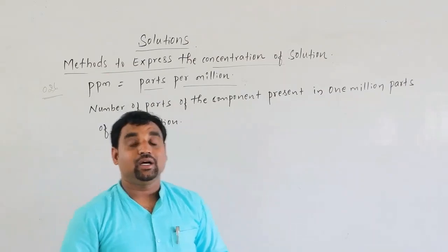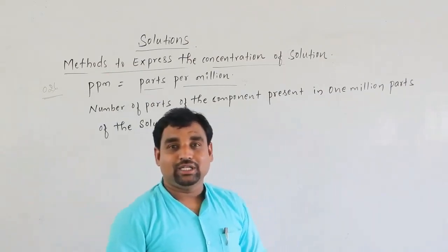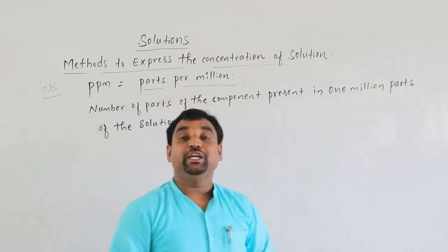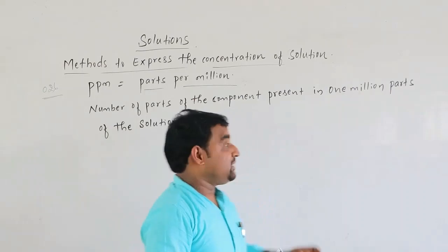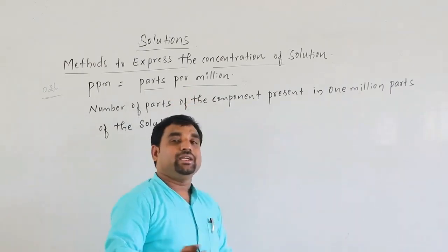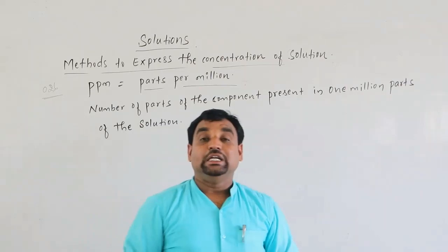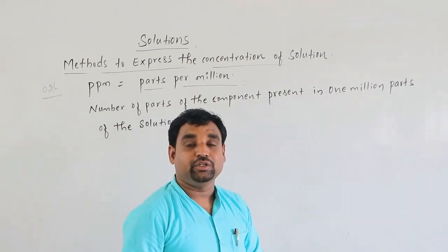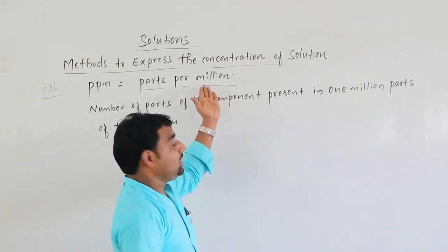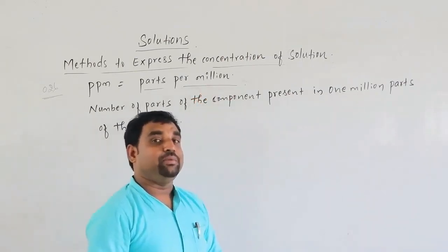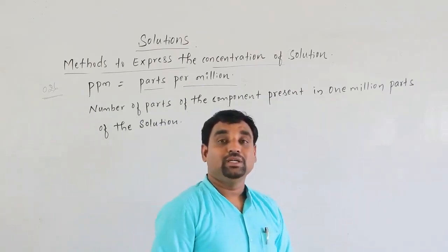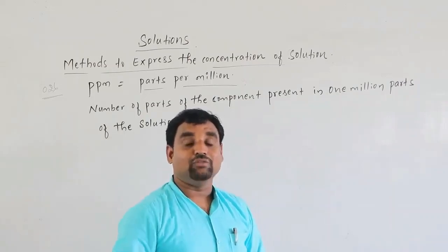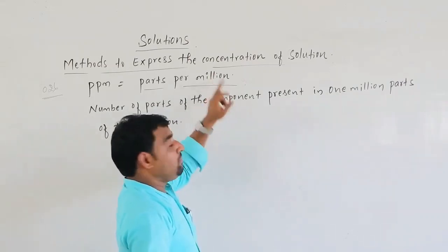For example, to express the hardness of the water, which is very minute, hardness of the water can be expressed in terms of ppm. Or you can take one more example, dissolved oxygen present in seawater. Very less quantity of solute is present in seawater, and that can be expressed in terms of ppm. ppm is used for what purpose? When a very minute or less quantity of solute is present in the solvent. In such cases, we use parts per million.